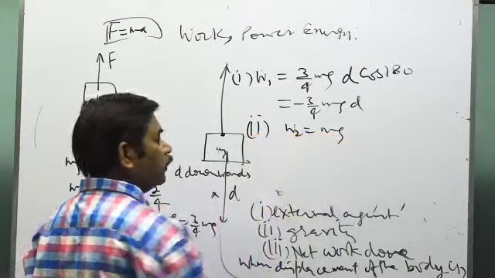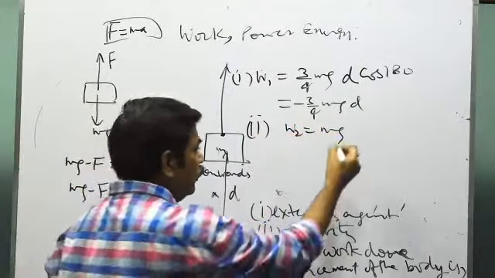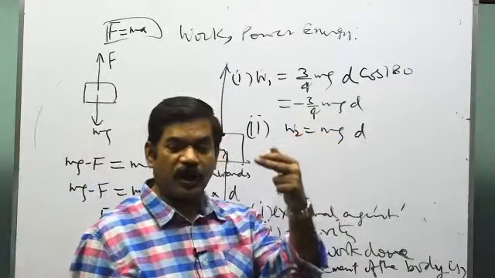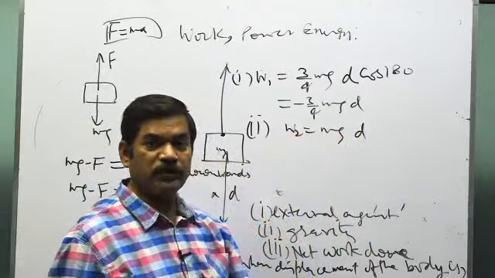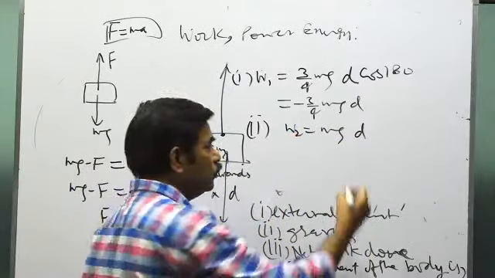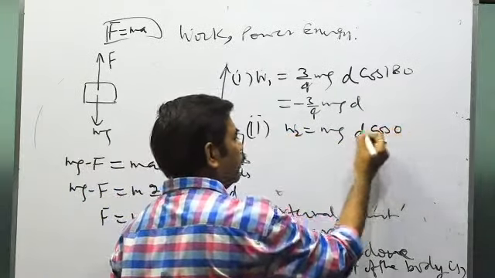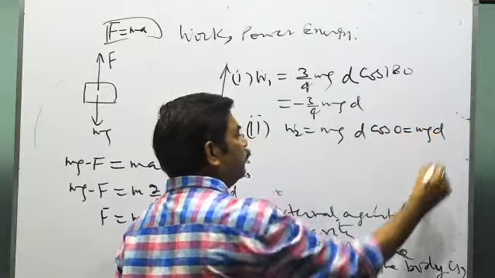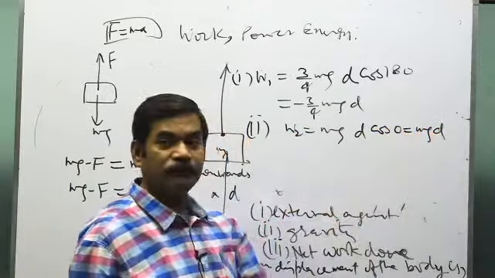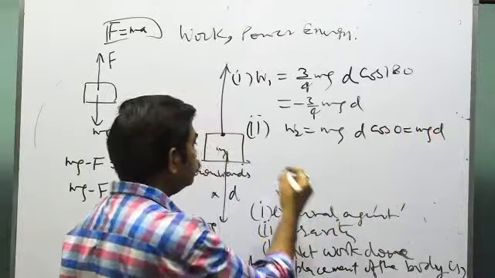In which direction? Downwards. Displacement is what? d. So force is downwards mg, d is also downwards. Angle between them is what? 0. So cos of 0, and that becomes what? It becomes mgd, because the value of cos 0 is what? 1. That's the work done by the gravity.